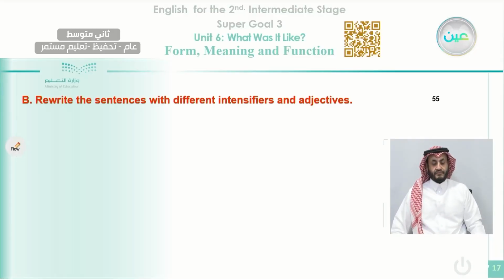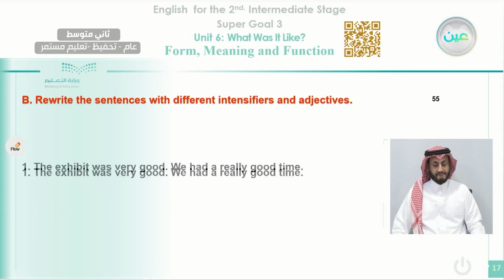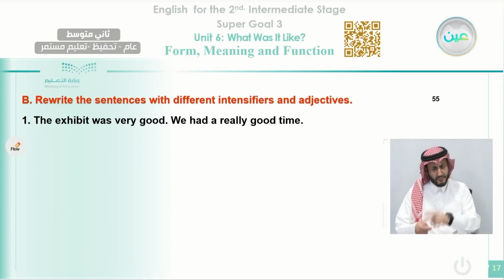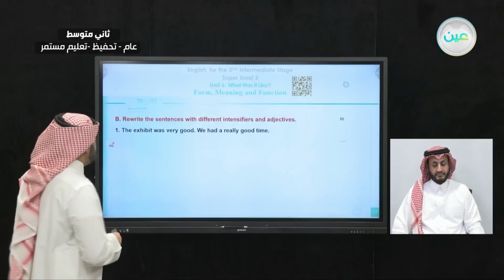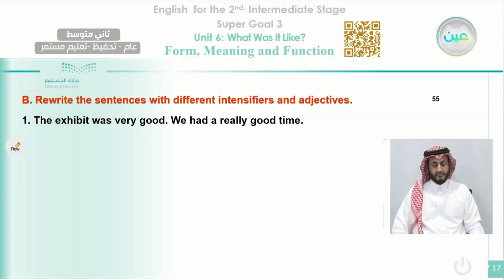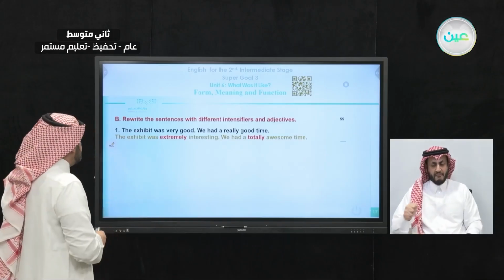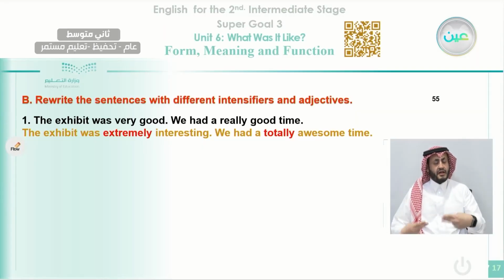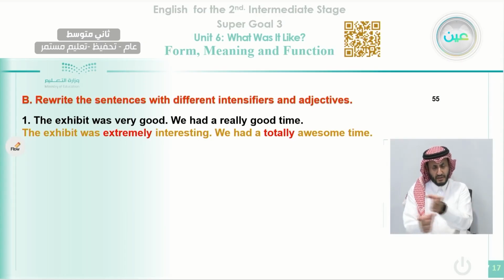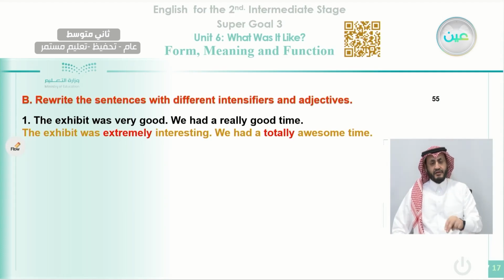The next exercise, exercise B: rewrite the sentences with different intensifiers and adjectives. Now we have a sentence and you will need to rewrite it again using some other intensifiers. The exhibit was very good. Here we are modifying or explaining the exhibit as very good. We had a really good time. We can say this sentence. You can write your own. It might be correct. And we have some examples for you here. We answered it for you. The exhibit was extremely interesting. We used interesting instead of good, and we used extremely here to modify the adjective interesting.